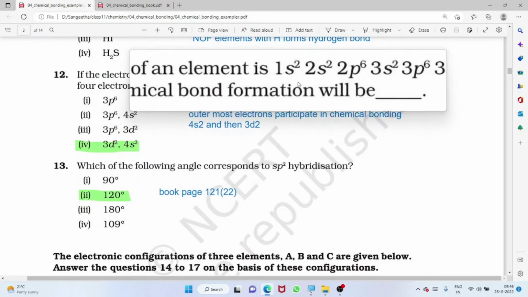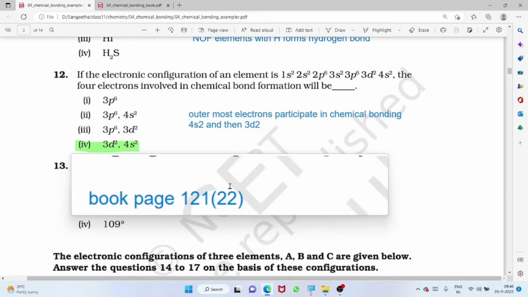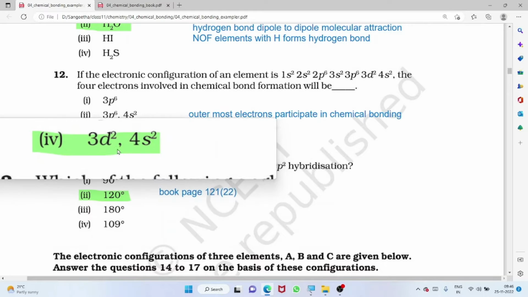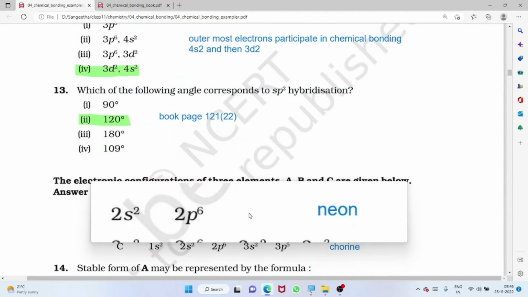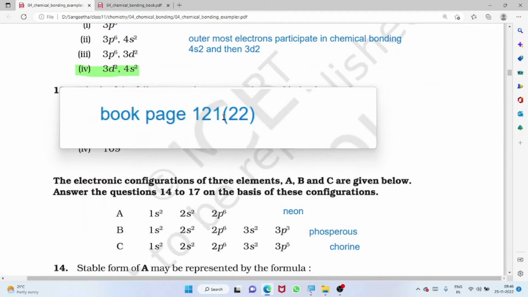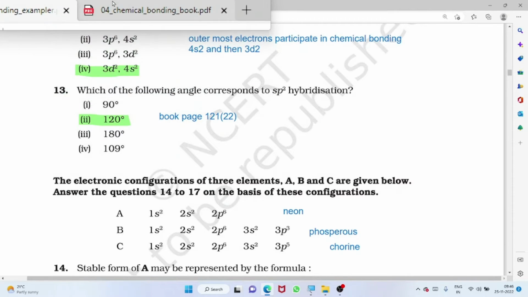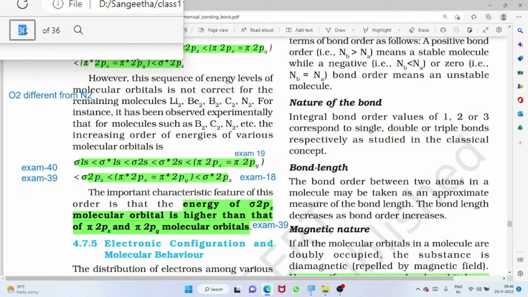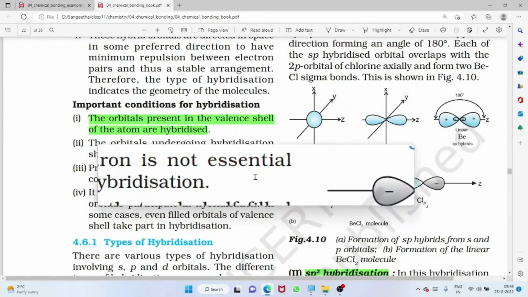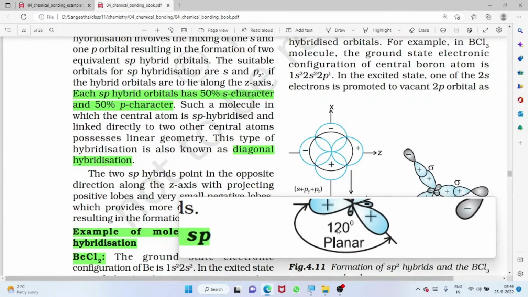If the electronic configuration of the element has 4 electrons in the chemical bond, only the outermost electrons will be involved in the chemical bond formation. So this is the correct answer, 3d4 4s2. Which of the following angles corresponds to sp2 hybridization? That is 120. Here you see sp2 hybridization, the bond angle is 120.